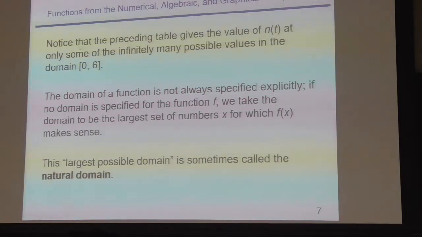Notice that the preceding table gives the value of N of t at only some of the infinitely many possible values in [0, 6]. [0, 6] has an infinite number of values, but our function gives values for a few of those values. The domain of a function is not always specified explicitly, and if it's not specified explicitly, you say it's the largest. Let's not worry about that. It's called the natural domain. You can check that out.